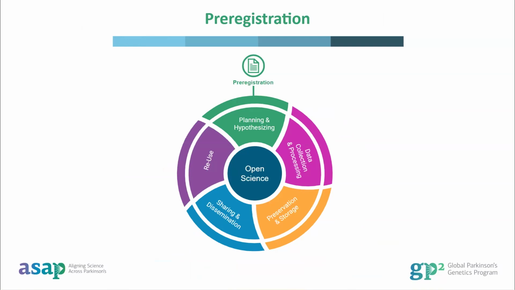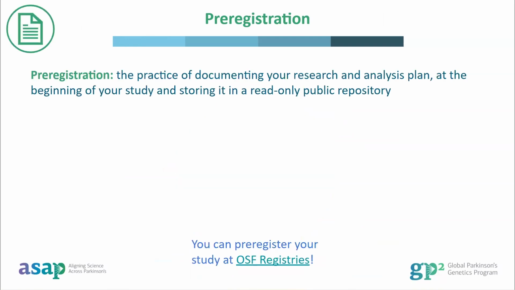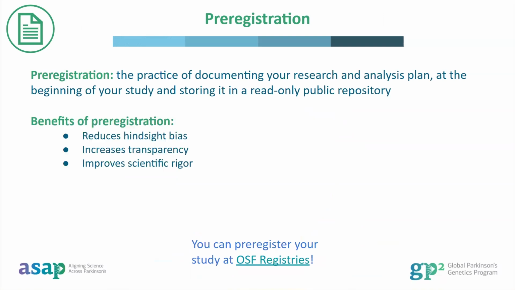The first open science best practice that we will cover today is pre-registration. Pre-registration is the practice of documenting your research and analysis plan at the beginning of your study and storing it in a read-only public repository. The benefits of pre-registration include reduced hindsight bias, increased transparency, and improved scientific rigor.